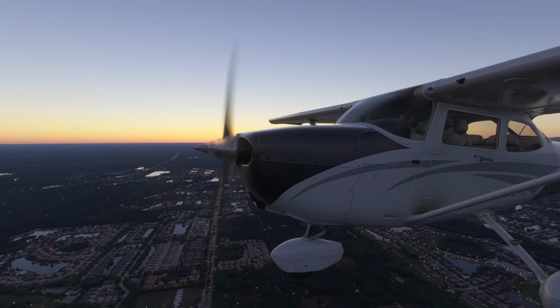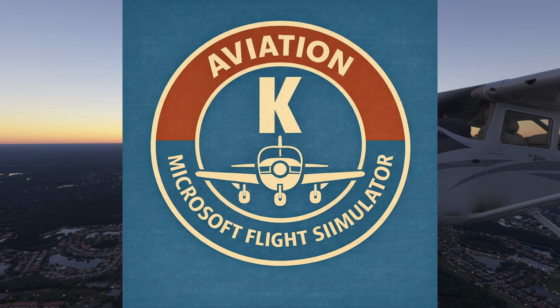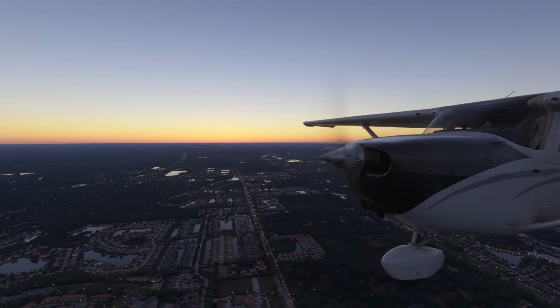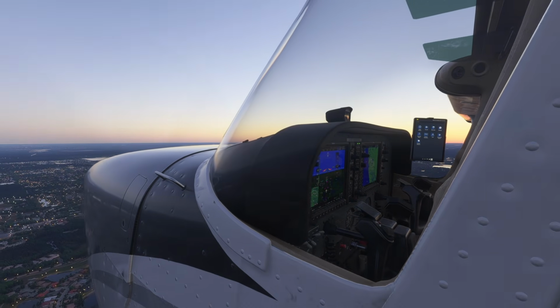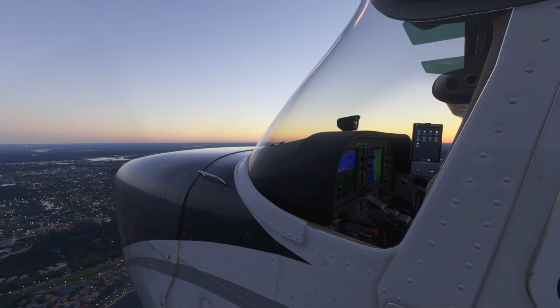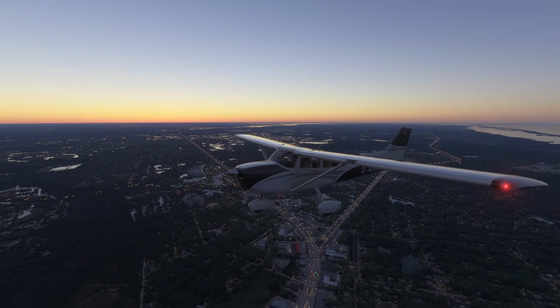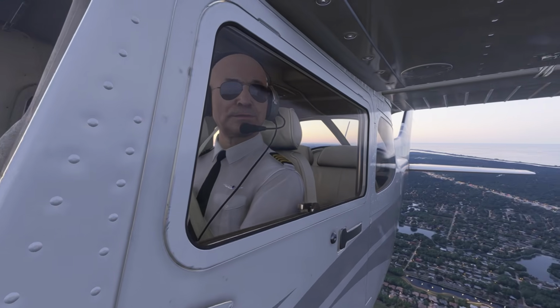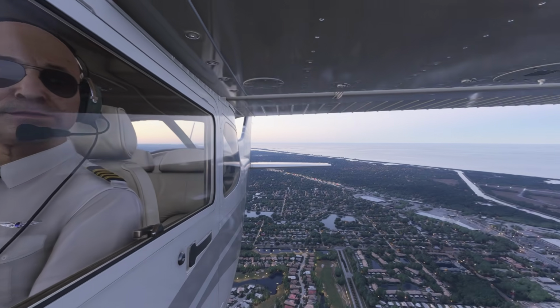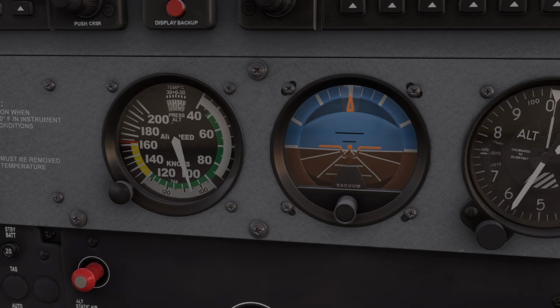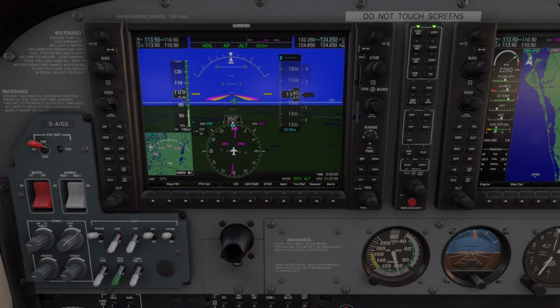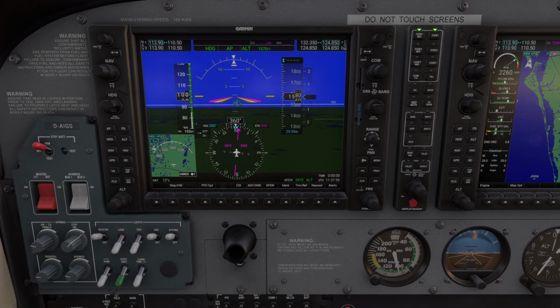Today we're hitting the letter K from Kilo, which stands for KCAS, knots calibrated airspeed. Most simmers treat the airspeed indicator like a car speedometer. They see a number and assume it's the absolute truth, but in aviation the raw number is just the beginning of the story. If your indicator says 100 knots, that's your indicated airspeed. But that reading is almost always wrong.